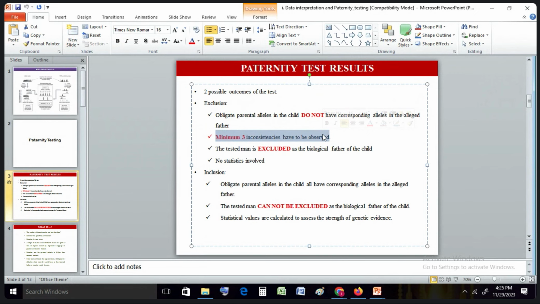মানে স্যার তিনটা যদি মিসম্যাচ পাই তাইলেও আমরা বলতে পারবো যে এটা না. If you get three mismatches, it is confirmed that the tested man is excluded as the biological father of the child. So if you get three mismatches, it is clear. You can say with 100% confidence that the analysis is exclusion, or the analysis is not matching to each other. So that person is not the biological parent.